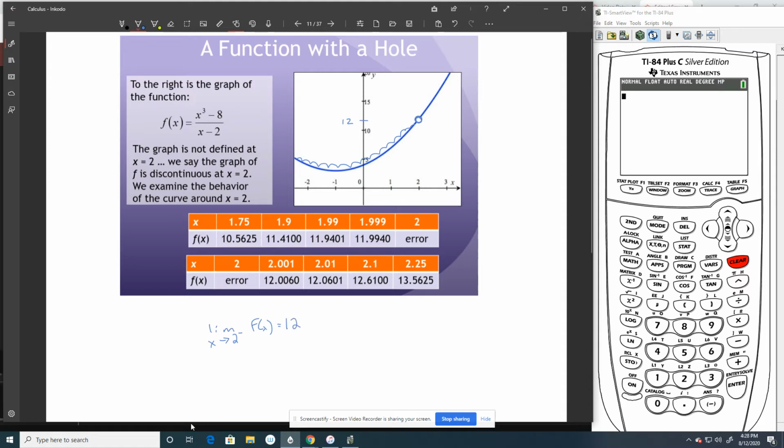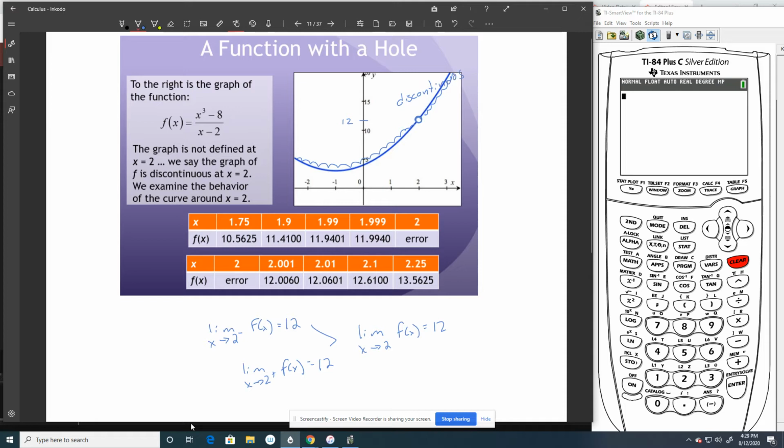And then if I look at it from the right, as I'm coming from the right and moving down, I'm getting closer and closer to that same y value. So my limit as x approaches 2 from the right of my function is still 12, which means since these are both the same from the left and the right, my limit as x approaches 2 of f of x, my limit is 12. Even though at that point it doesn't equal 12, that's what I'm getting closer and closer to.